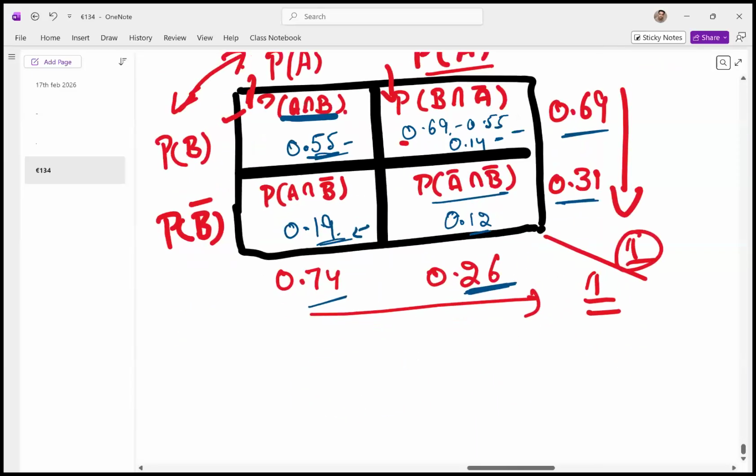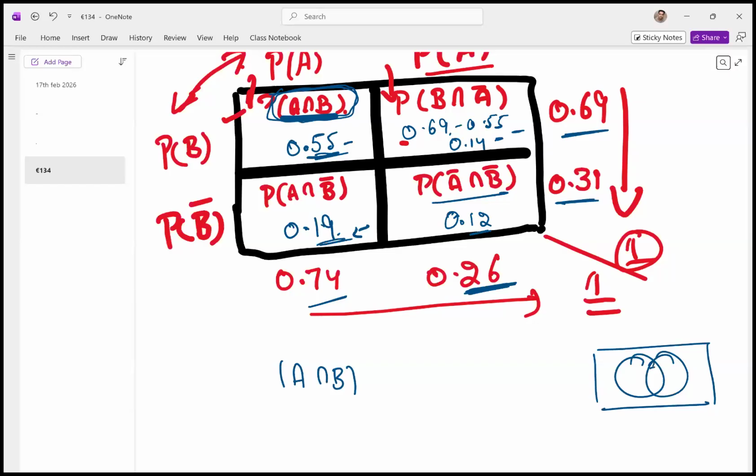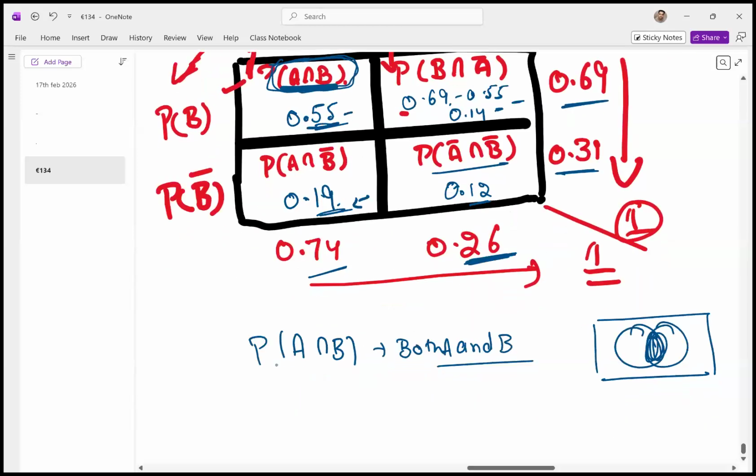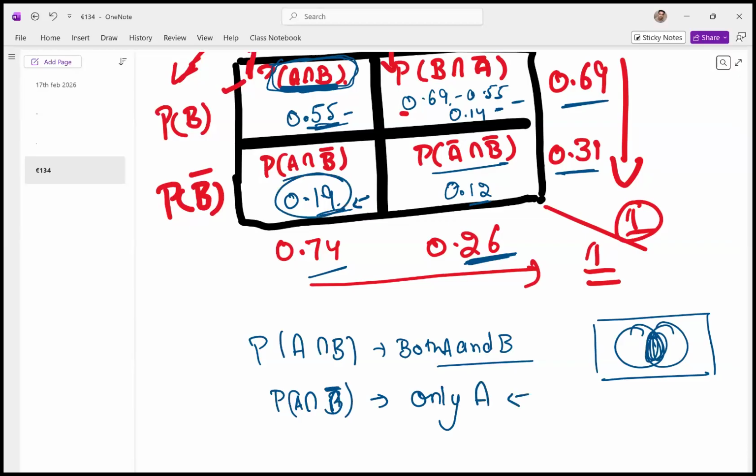Now the good thing is we should also be able to read this, and we need to understand how to read it. If I write A intersection B, we know that this means the common section between A and B, which means both A and B. And the meaning of probability A intersection B bar? That means only A, because that was the probability for only A section.